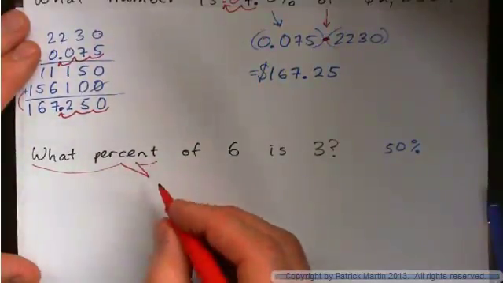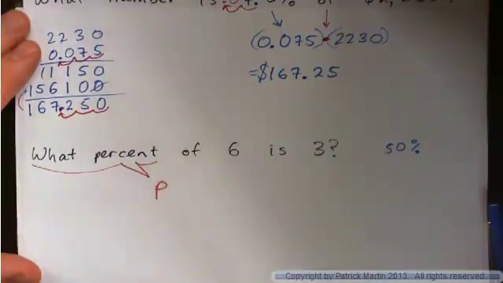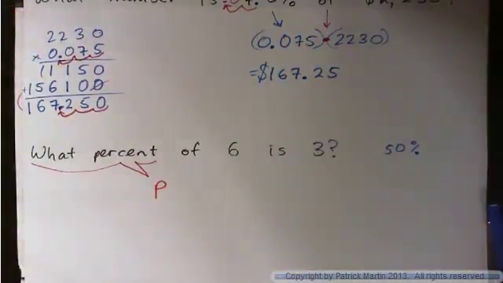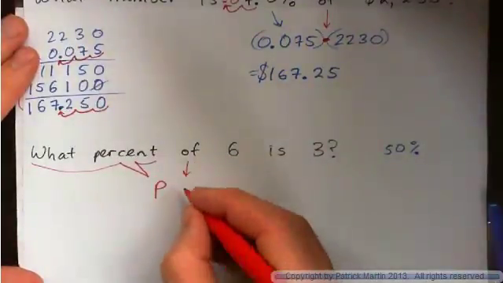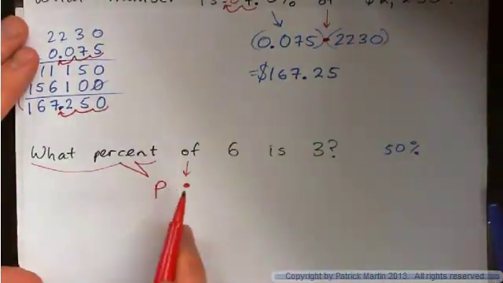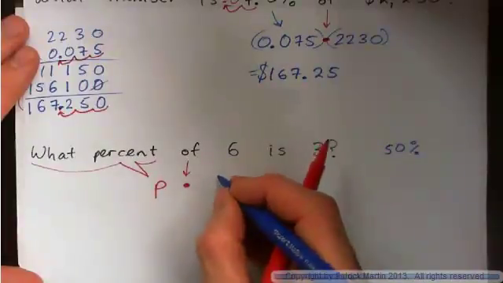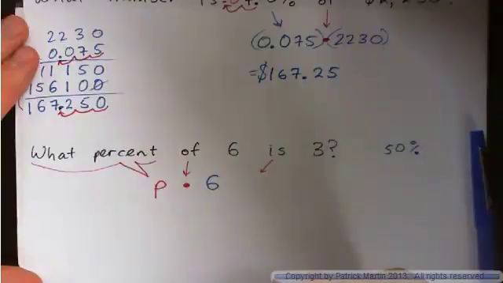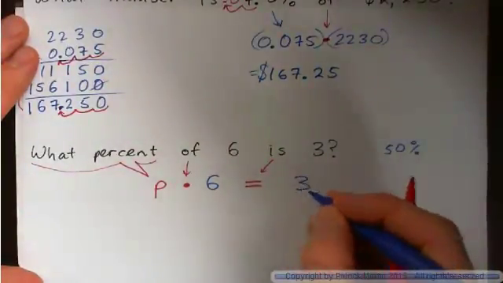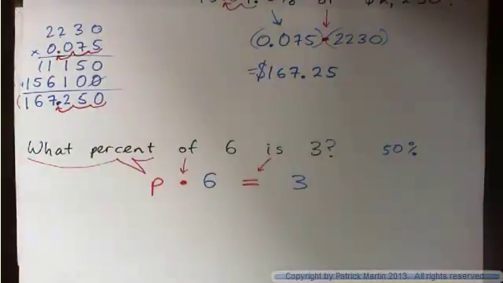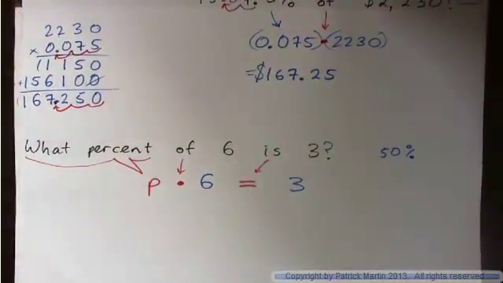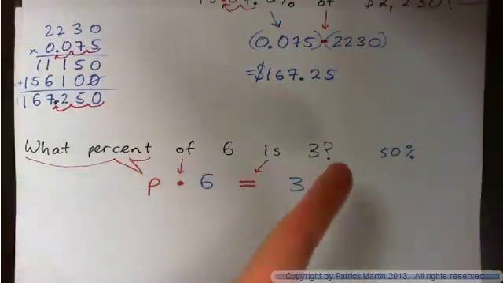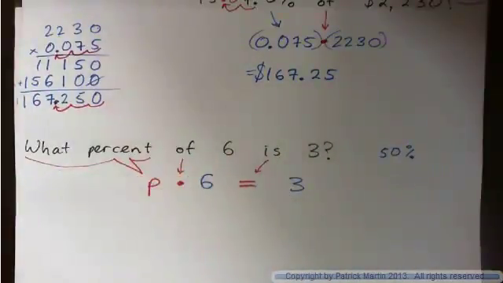what percent is what we don't know. We'll call that P, right? P is the percentage we do not know. Of means multiply, times. What percent times 6 is? Is can be represented with an equal sign. Is 3. So what percentage of 6 is 3? Isn't that weird that you can turn that English sentence into an equation? And now we can find P.